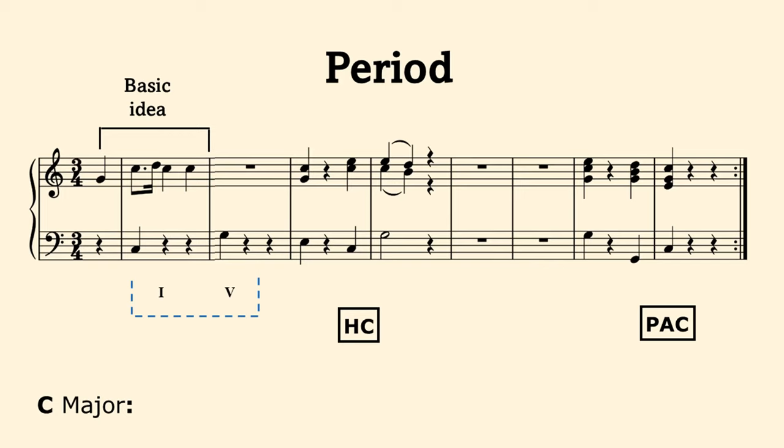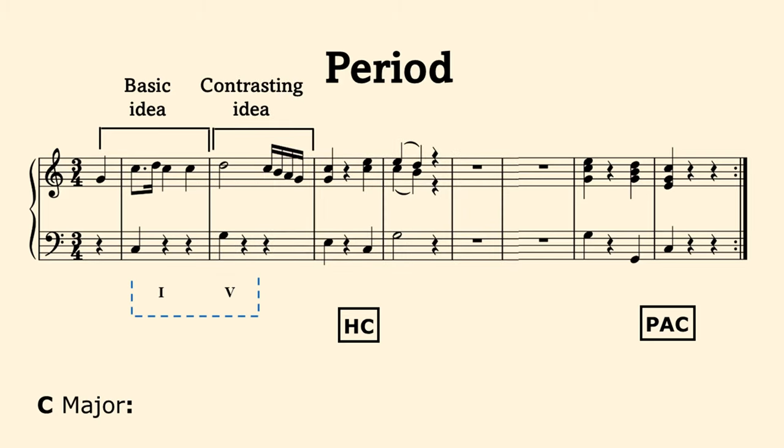Notice that I added a pickup note at the beginning, which was a very common cliche in minuets. Now for the second bar, we need a contrasting idea that differs as much as possible from the basic idea. So this is what we've got so far. It's not too bad for a start, but it could use some adjustments. Let's have a closer look.